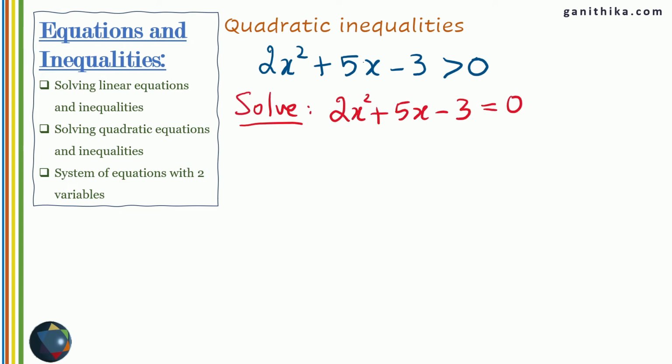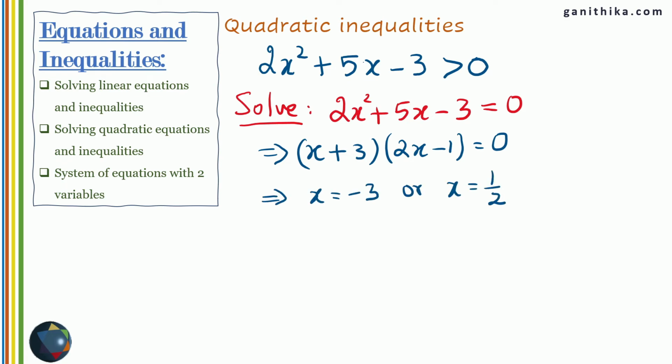Pause the video here. Solve this equation by any of the methods that you just learned. I'm going to do it with the factorization method, and therefore I'll get x is equal to negative 3 and x is equal to half as the solutions.